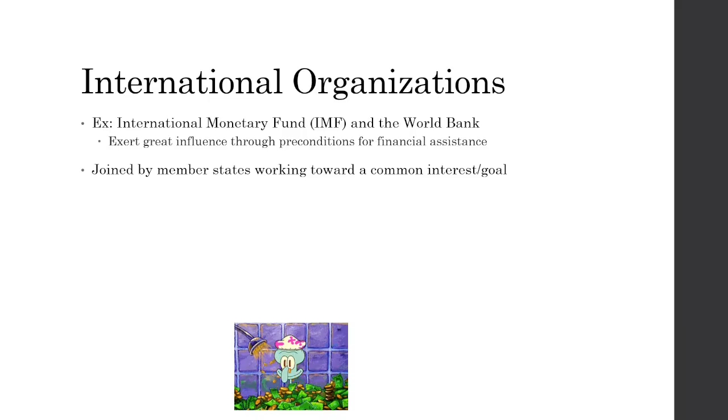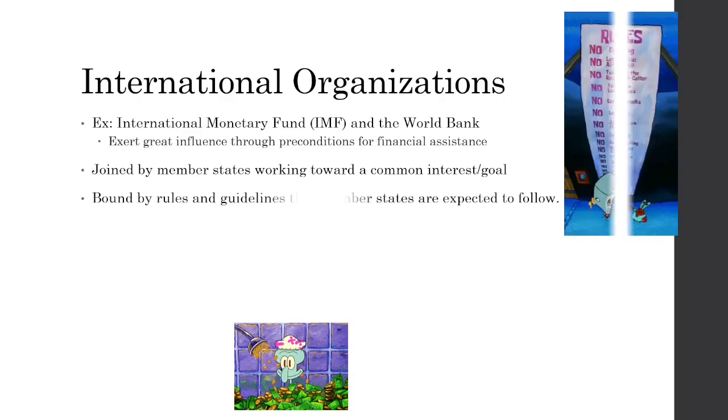They're joined by member states that typically work for a common interest or goal. This is all international organizations. There's some kind of purpose that each organization has, and member states who want to follow through with that purpose or goal will join. So for the International Monetary Fund, countries that want to help out with financial assistance or receive financial assistance will join the IMF. And you can also use IMF as an abbreviation on your FRQs. In international organizations, the member countries are bound by rules and guidelines. They have to follow them or they cannot be members, and that can impact their sovereignty negatively.